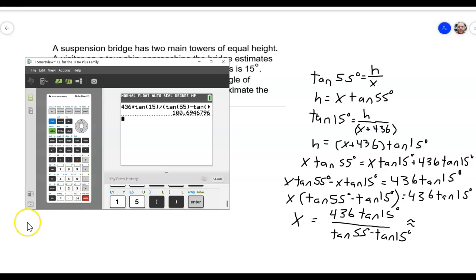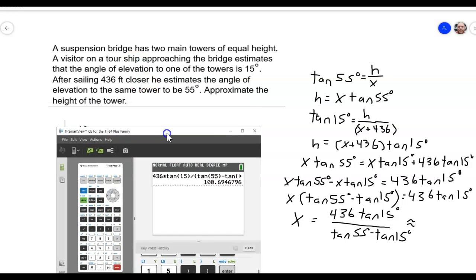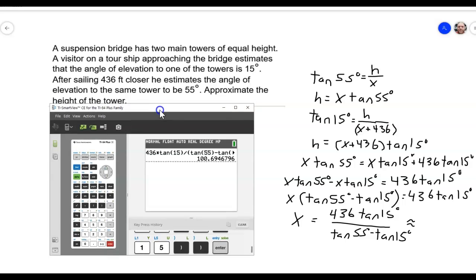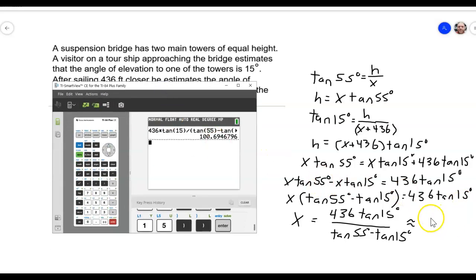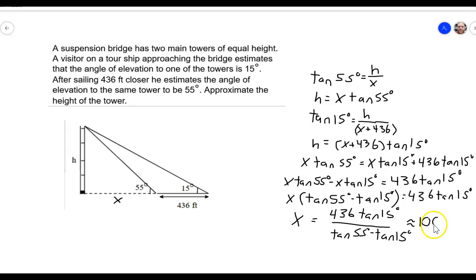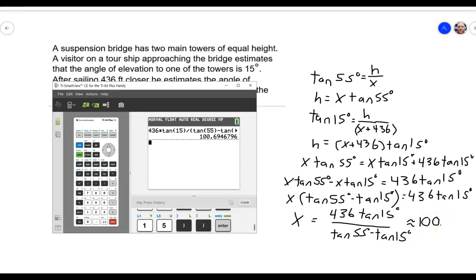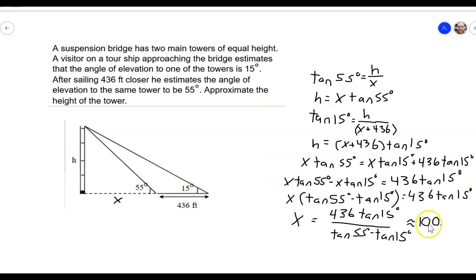And we get approximately, and remember this is not the final answer here. We still have to get the h. So I'm going to go out to probably like 4 decimal places. So like 100.6947. That's good. And I'll go ahead and keep the whole thing in my calculator.